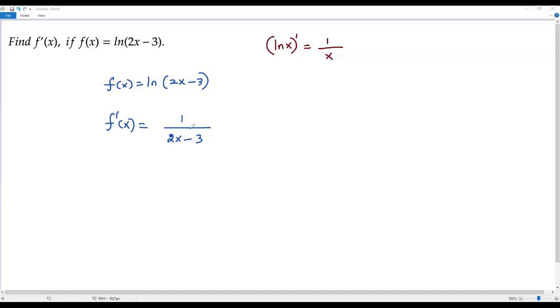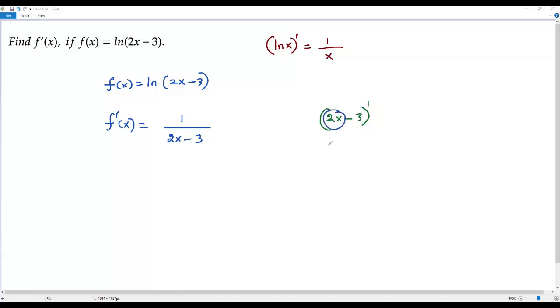Now, by the chain rule, I have to further take the derivative of the expression we have as the argument of the logarithm. Let's do this separately. My aim is to get the derivative of 2x minus 3. Actually, f of x is a function of x. Since it is a function of x, we can find the derivative only with respect to the variable x. So let's consider the derivative of 2x minus 3.